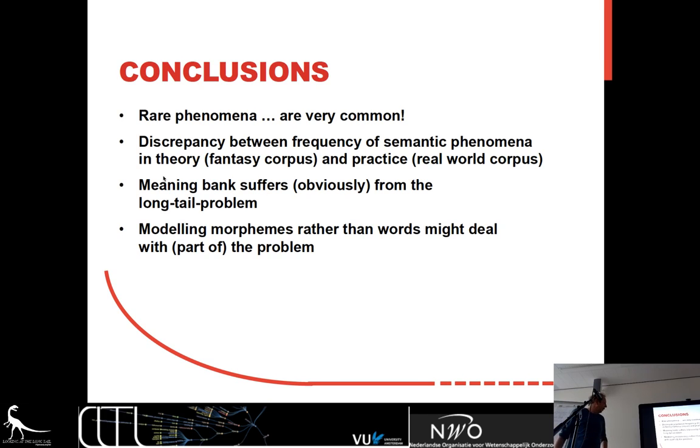Well, meaning banking suffers, obviously, from the long tail problem, and I don't have any concrete solution. But going to the morpheme level is probably a good idea, and that's it for now.